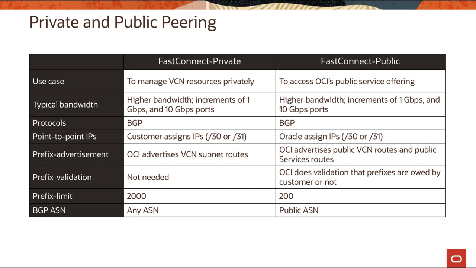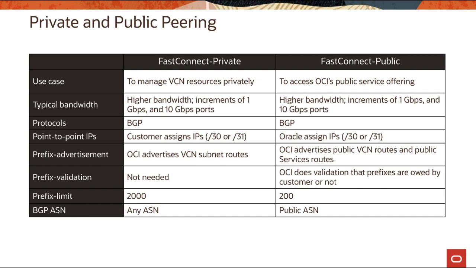In case of prefix advertisements for private peering, we would only advertise the virtual cloud network private subnets. In case of public, we will advertise the public VCN routes and also the public services routes. There is no prefix validation required for private because it's all a private connection. In case of public, there is a prefix validation of whether the prefixes provided by the customer are owned by the customer or not.